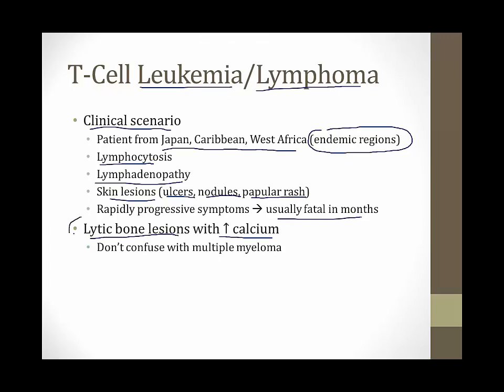Now, lytic bone lesions and hypercalcemia are a hallmark of multiple myeloma, and you don't want to confuse this disorder with multiple myeloma. Patients with multiple myeloma do not have lymphadenopathy and skin lesions. They usually do not have lymphocytosis, and they usually aren't from one of these characteristic regions of the globe.